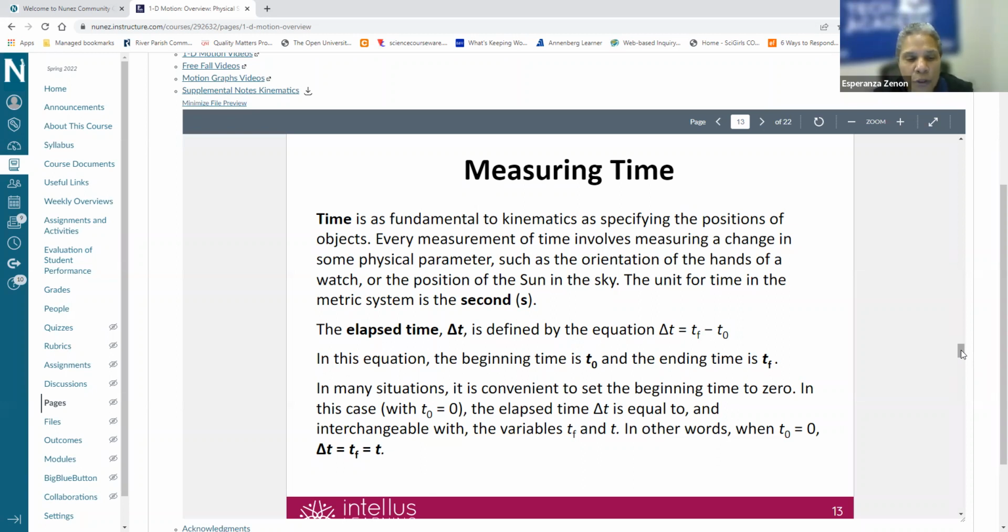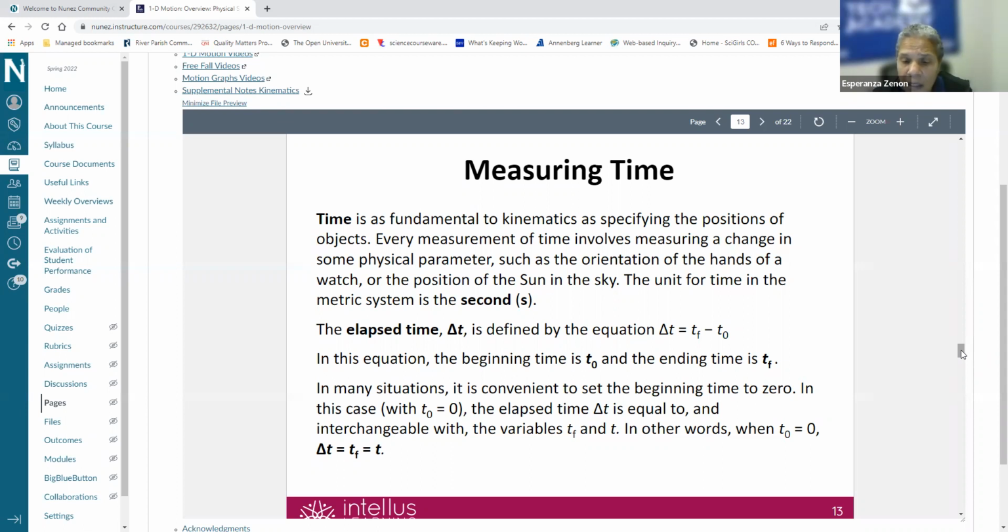So now, if we're going to find this elapsed time, or delta T, how do we find it? Well, delta always means look at the finish and the start. So T final is our final time. T naught is our starting time. If we take the difference between the start and the finish, we found delta T.